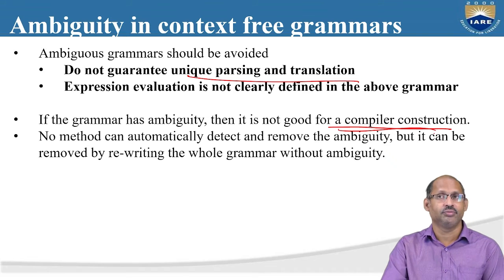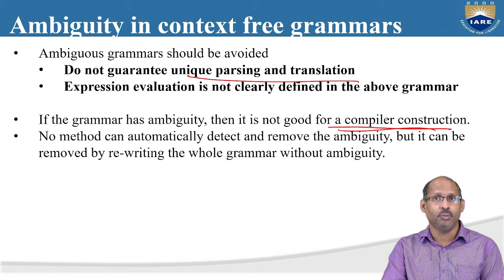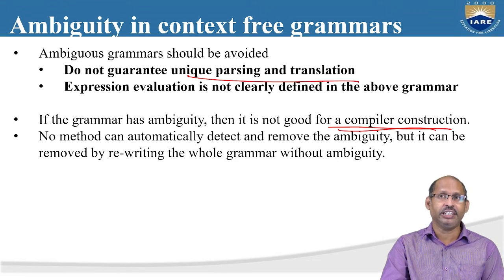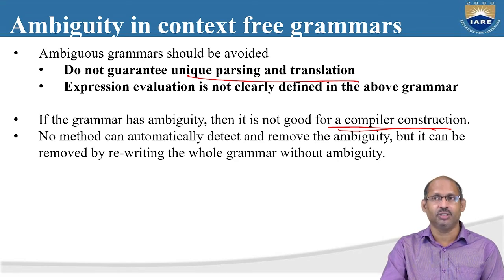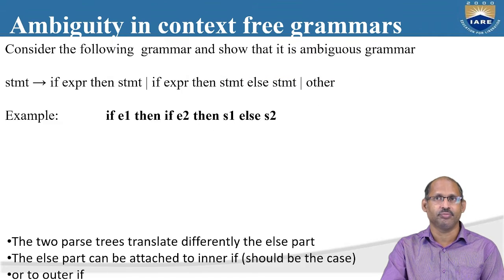The compiler is not properly constructed. So no method can automatically detect and remove the ambiguity. But it can be removed by rewriting the whole grammar without ambiguity. So by rewriting the complete grammar, we can eliminate the ambiguity.